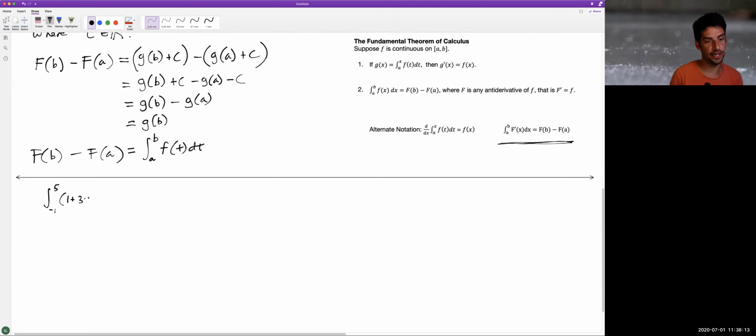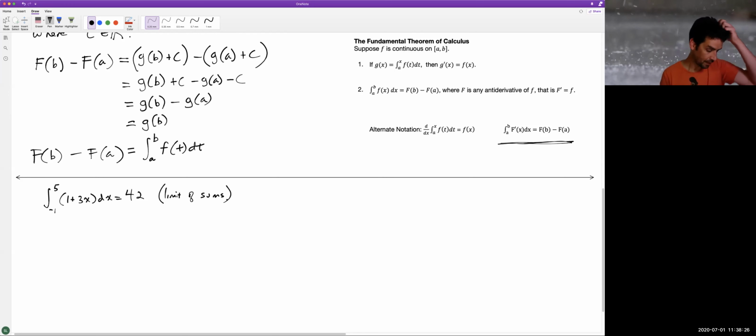1 plus 3x dx, and we got the result of 42, and we did this using the limit of sums, right? Well, now let's compute this. We also, I think, looked at, oh yeah, we did do it with areas of triangles, because this is just a line, and the area between the line and the x-axis gave us a couple of triangles, one positive, one negative. That's in a video or two back.